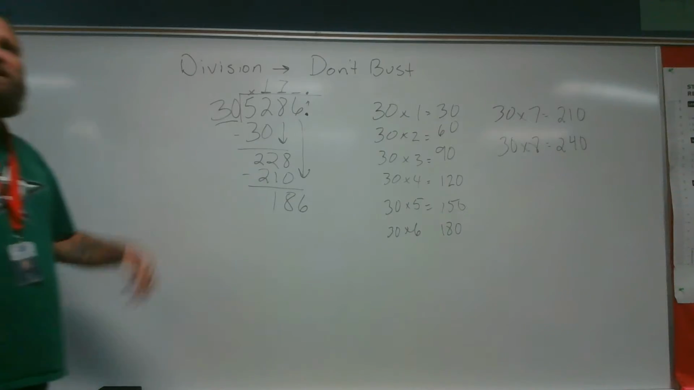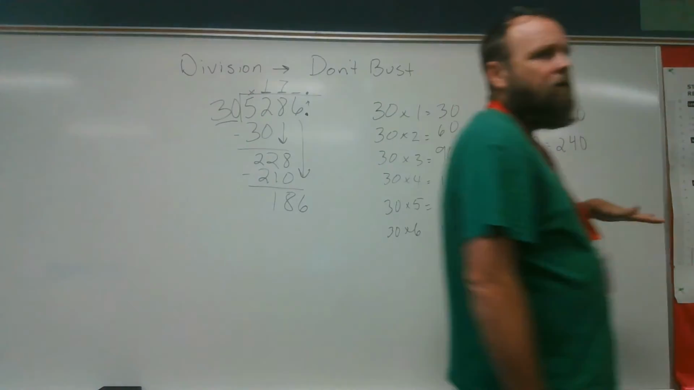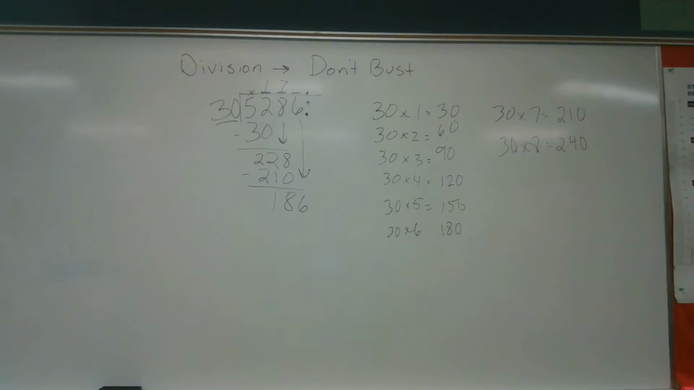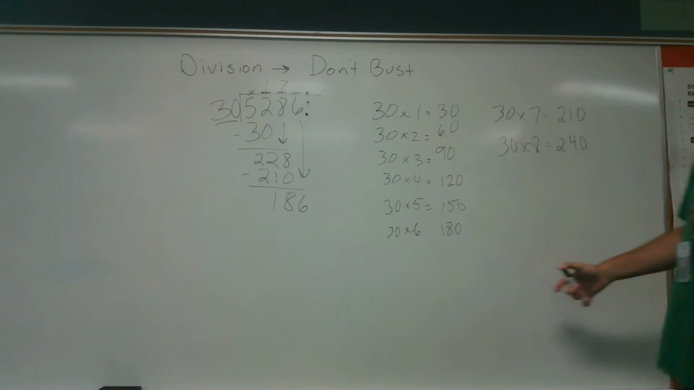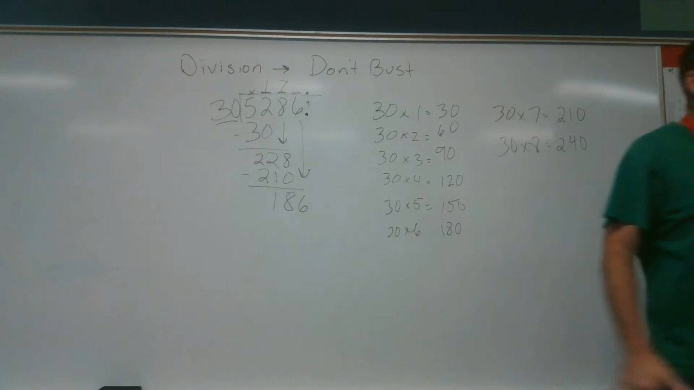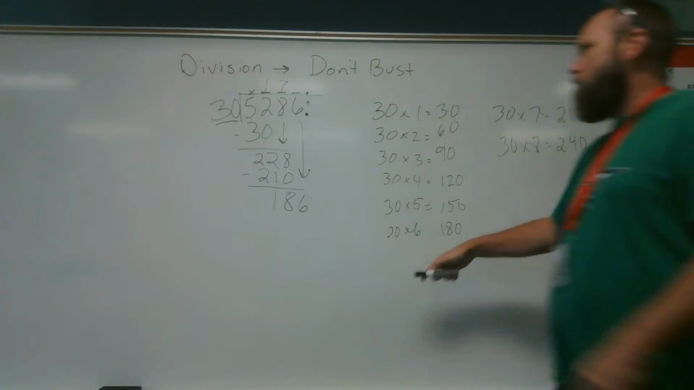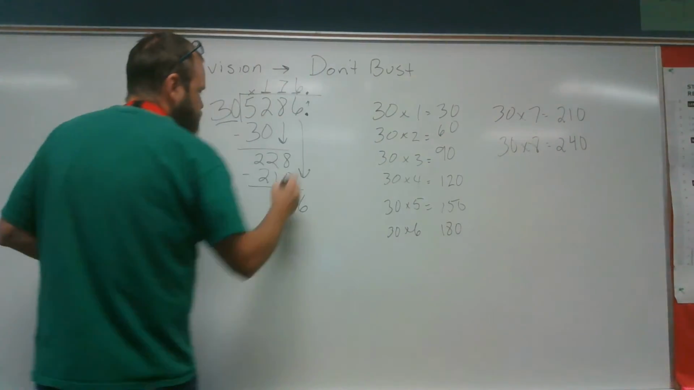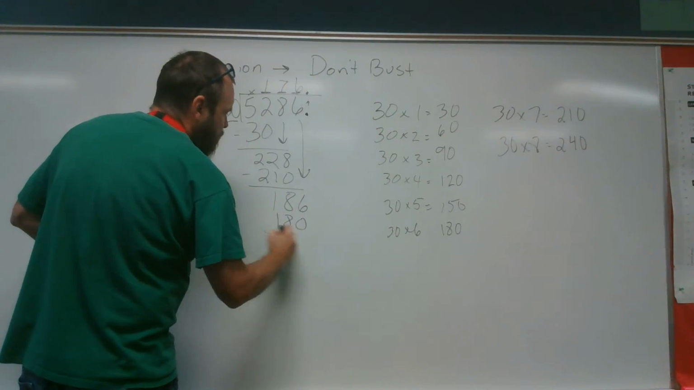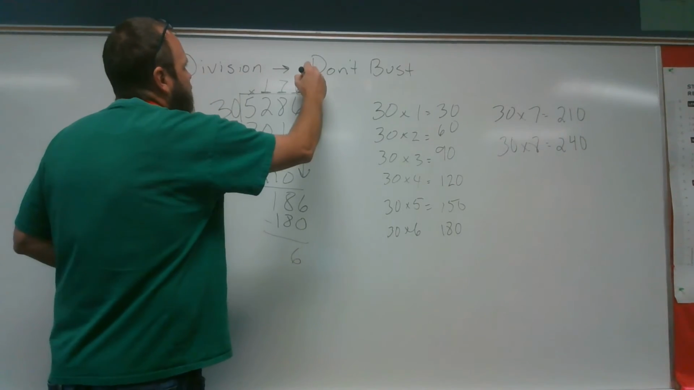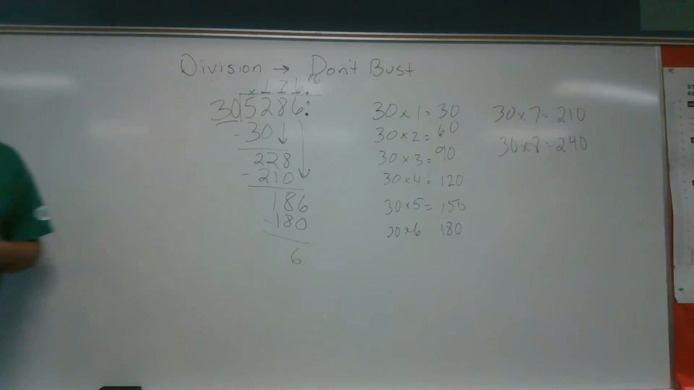So, without busting, Andres, what's going to get as close to 186 as I can? 30 times 6, because 30 times 6 is 180. I subtract, and I have 6 as a remainder.